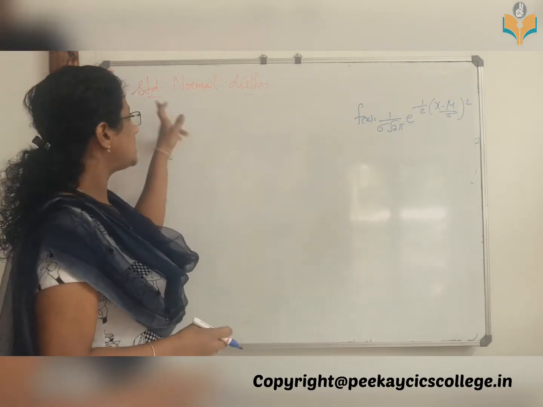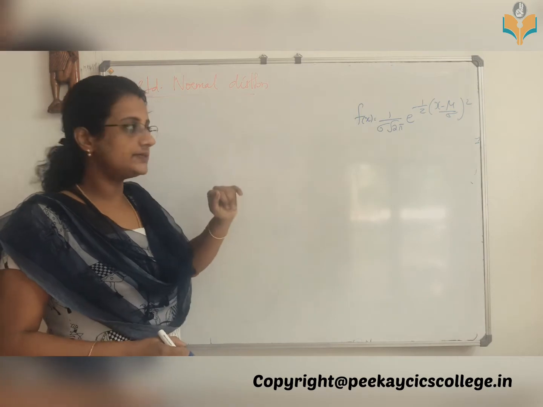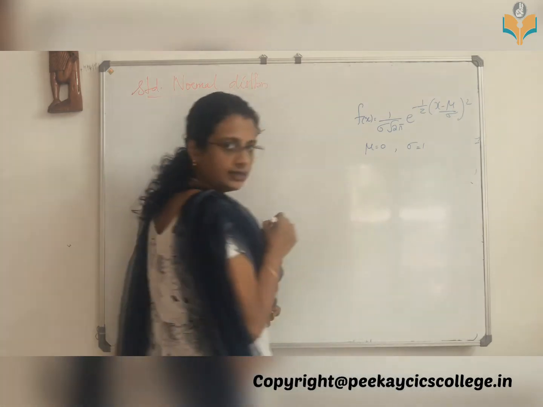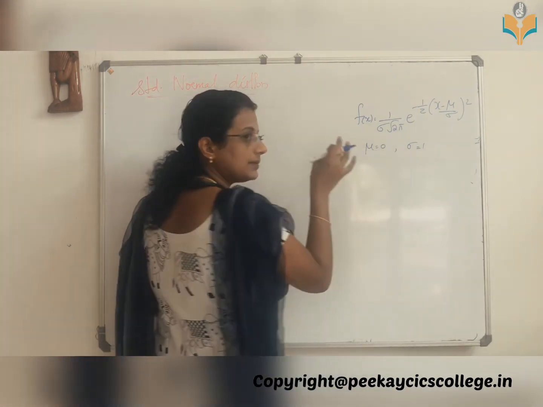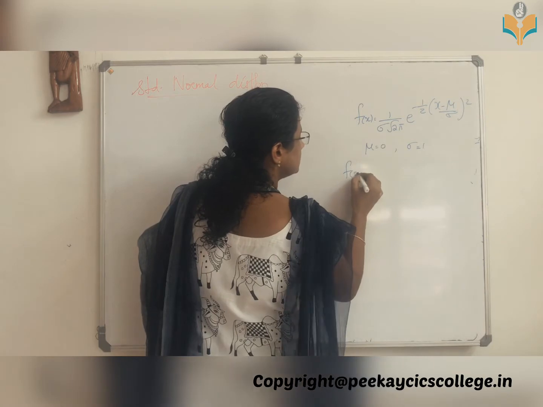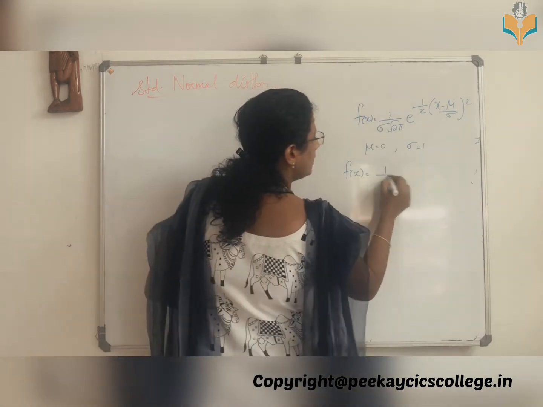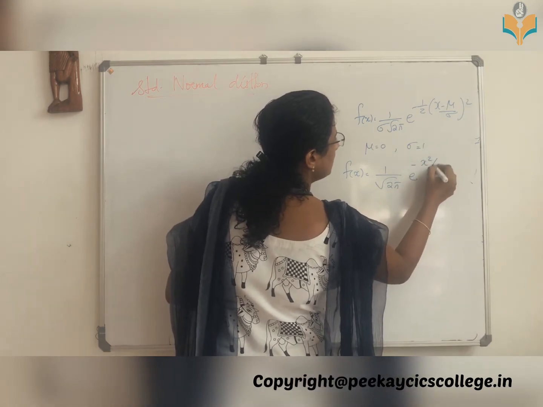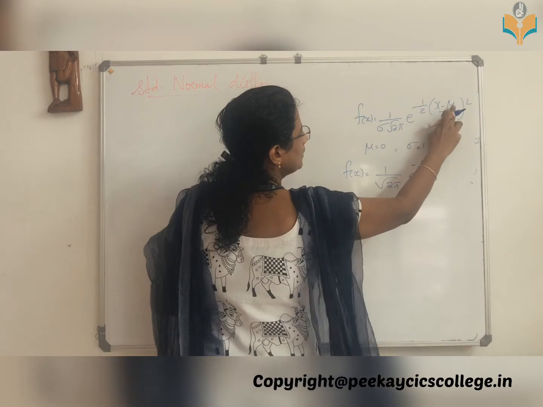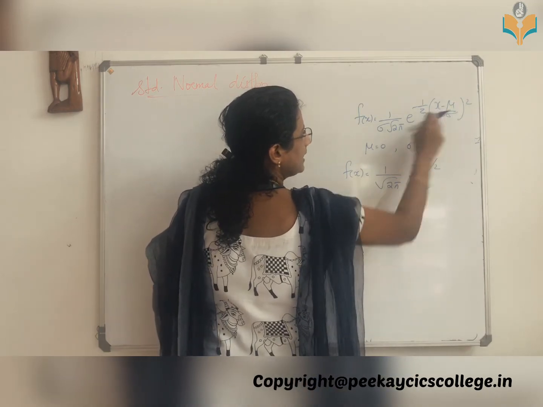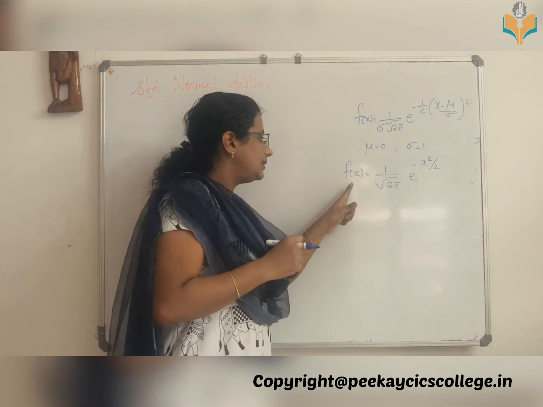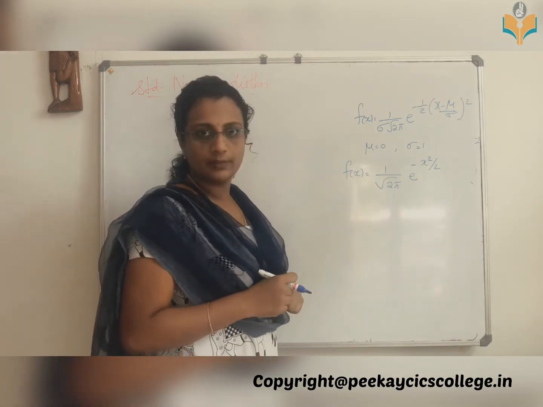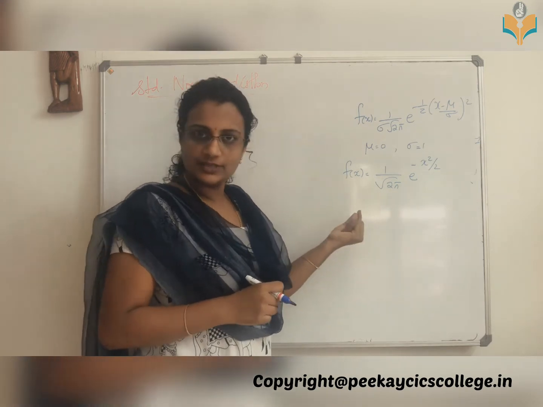Now, the standard normal distribution is an extension of a normal distribution with the mean equal to 0 and standard deviation equal to 1. Substitute mean mu equal to 0 and sigma equal to 1 here. What will we get? f of x equal to 1 by root 2 pi, e raised to minus x square by 2. If we put mu equal to 0 and sigma equal to 1, we get x square. Then the PDF will become 1 by root 2 pi, e raised to minus x square by 2. This is the PDF of the standard normal distribution.